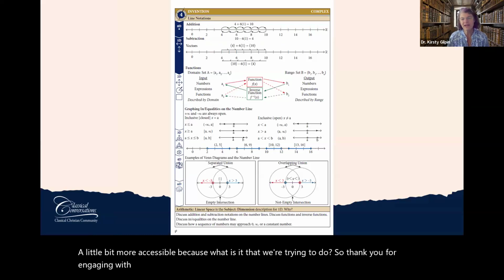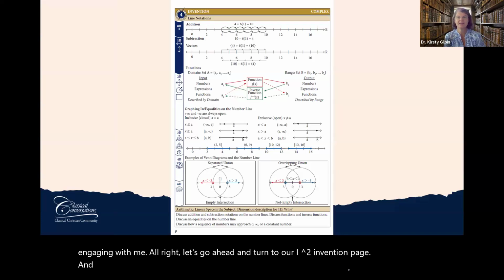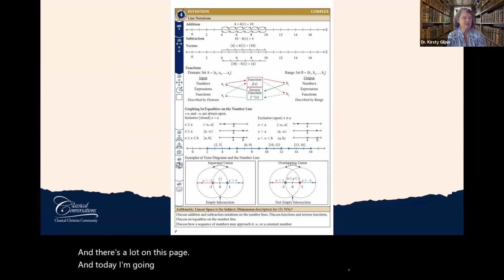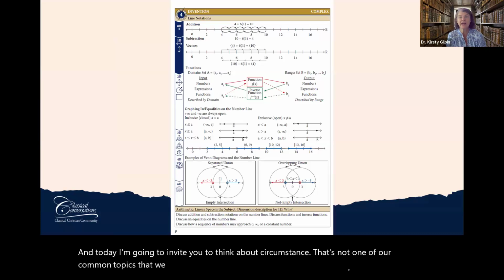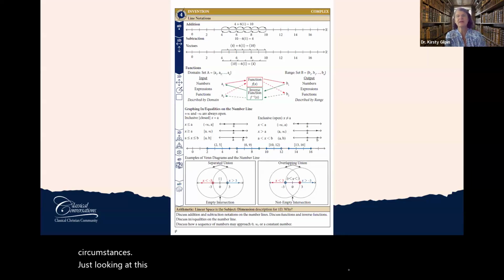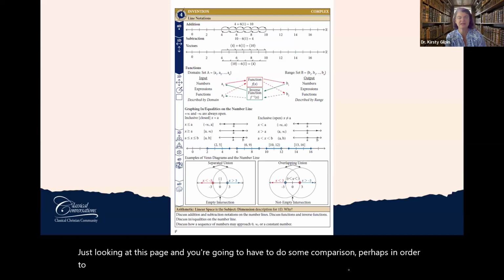All right, let's go ahead and turn to our I² invention page. And there's a lot on this page. And today I'm going to invite you to think about circumstance. That's not one of our common topics that we perhaps have looked at a lot. But I would like you to think about the circumstances. Just looking at this page, and you're going to have to do some comparison, perhaps, in order to determine the answer. But under what circumstances are circles open or closed when we're graphing with them?